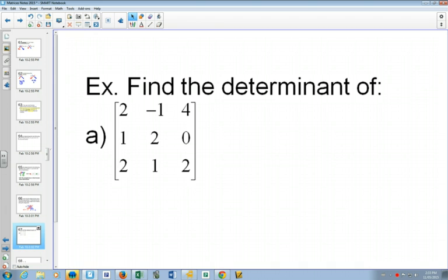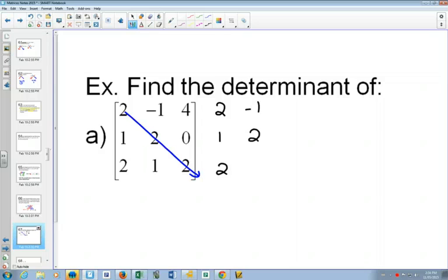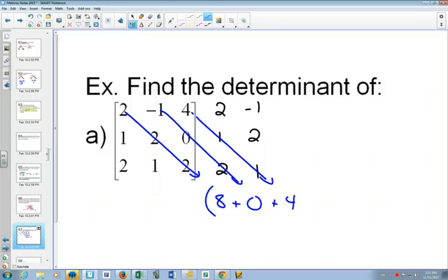So we'll do this first one together and then I'll get you to try B on your own. So here's our positive values. First of all, I'll rewrite the first 2 columns again. 2, 1, 2, negative 1, 2, 1. 2 times 2 times 2 is 8. 0, 4. Add those up, you'll get 12.